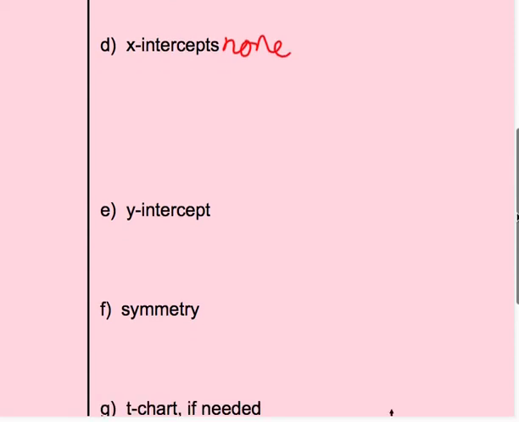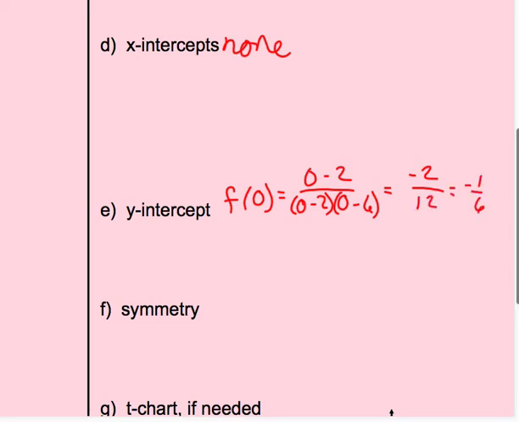Y-intercept: substitute 0 for x. And I remember the factored form, so I'm going to substitute it into the factored form. We get negative 2 over negative 2 times negative 6, which is 12, giving us negative 1/6 for our y-intercept.